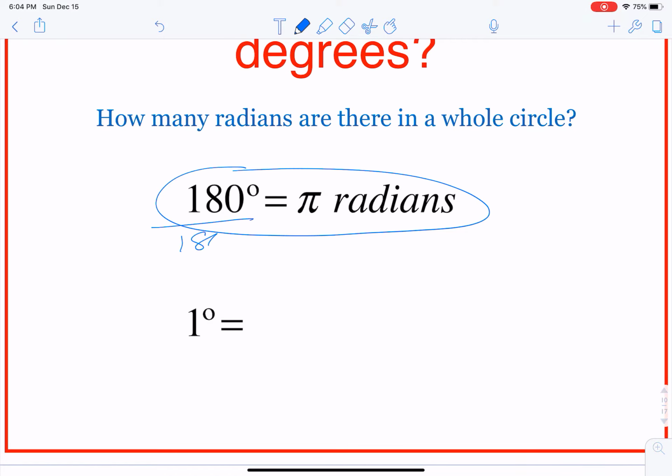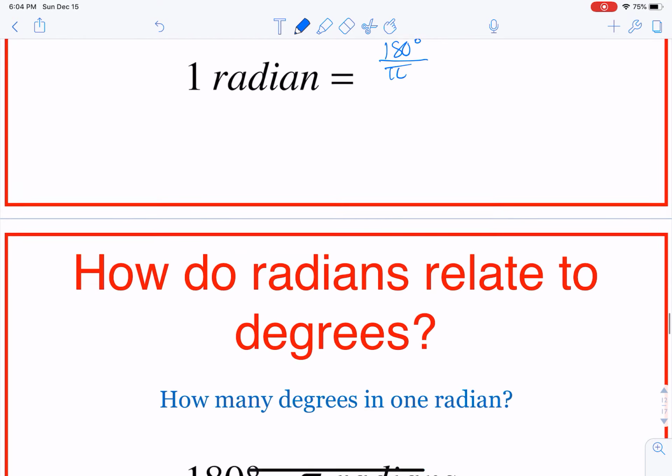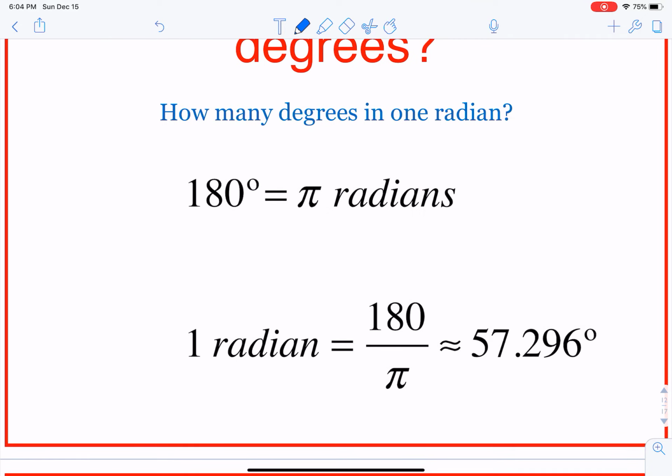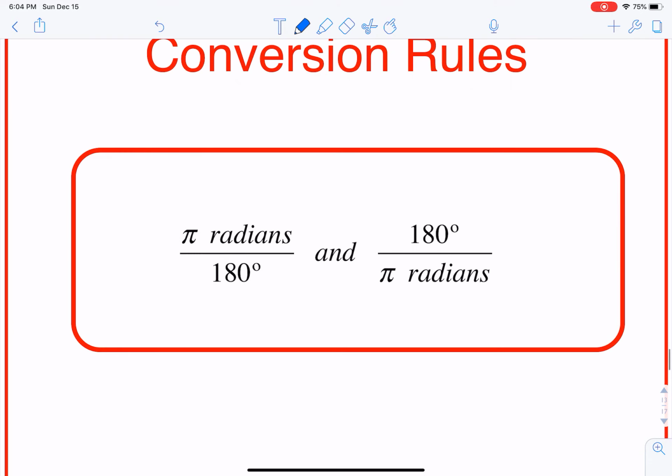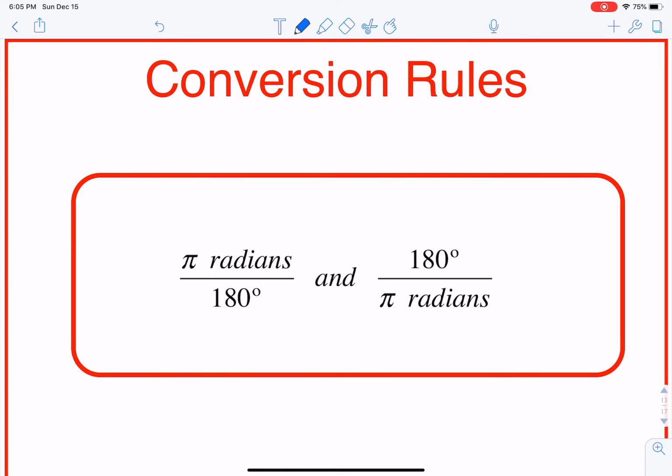So here I could divide both sides by 180 degrees, and I can get that 1 degree is pi over 180 radians. And over here, I can divide both sides by pi and get that 1 radian is going to be 180 degrees divided by pi. This is what we would come up with for 1 radian: 57.296 degrees. So these are our conversion rules. This is what we will use when we convert from degrees to radians and from radians to degrees.